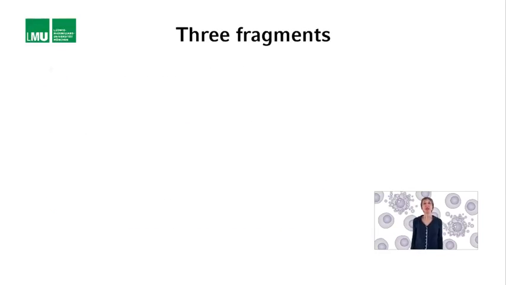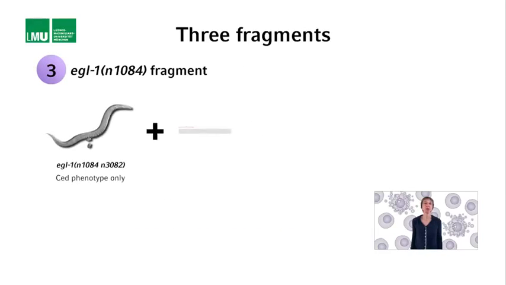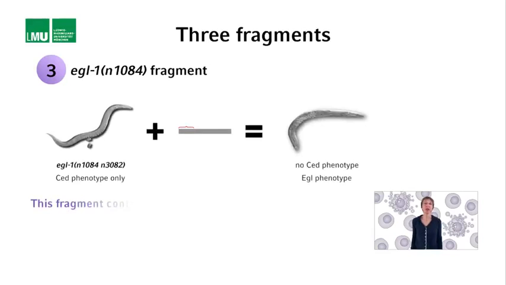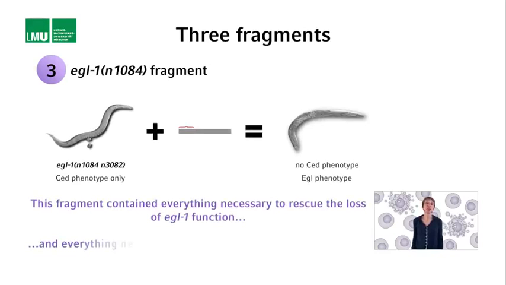Finally, N1084 N3082 animals carrying the PCR fragment amplified from N1084 animals did not exhibit a SID phenotype, but did exhibit an EGO phenotype. This was great, because what it meant is that the 7.8 kb PCR fragment not only contained everything necessary to rescue the loss of the BH3-only gene, but also contained everything necessary for the N1084 mutation to cause an EGO phenotype.